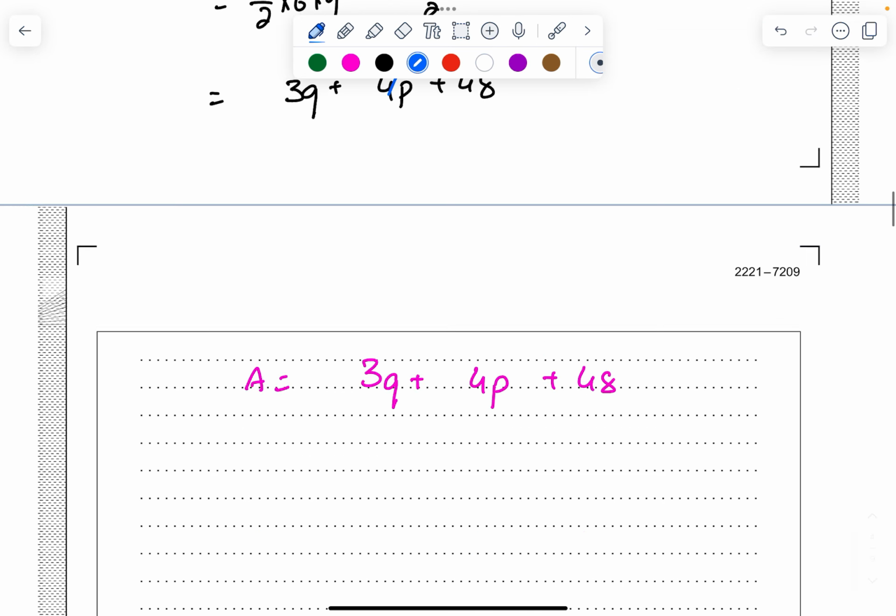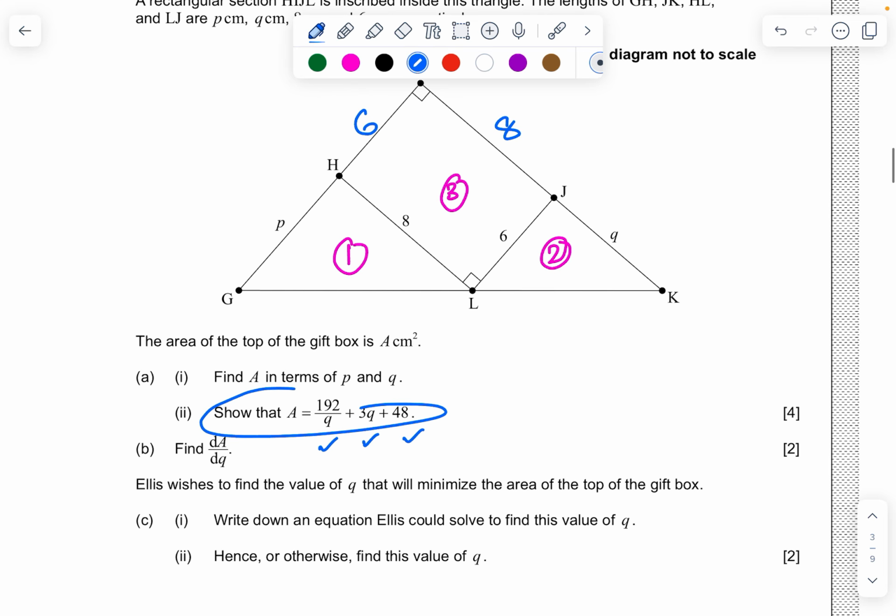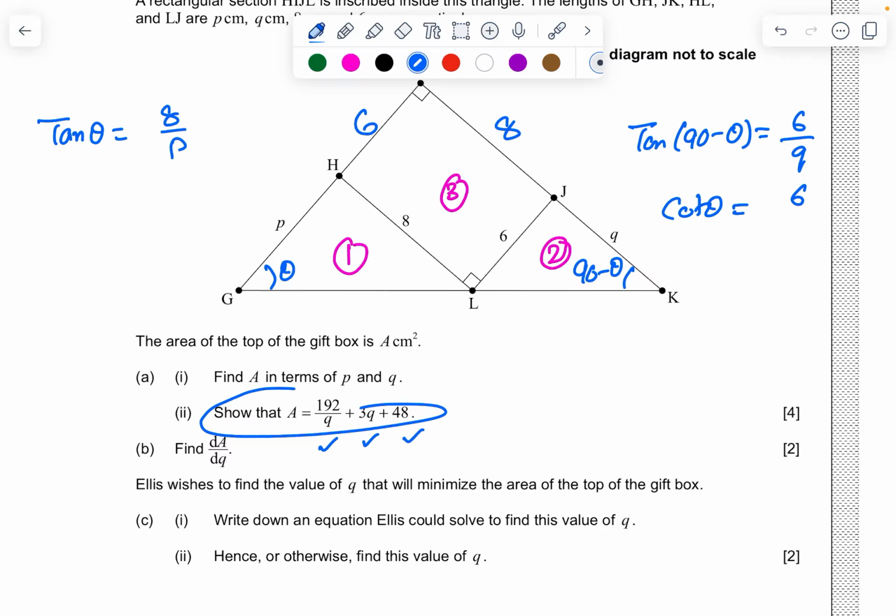Now, what am I going to do? I am going to find it out. If this angle is theta, this angle becomes 90 minus theta. So what is tan theta? Tan theta equals opposite side 8 upon p. Over here, tan 90 minus theta, opposite side is 6 upon q. Tan 90 minus theta is cot theta. So you need to remember tan 90 minus theta is cot theta. Cot theta is going to be nothing but the reciprocal of tan theta. So 1 upon tan theta equals 6 upon q.